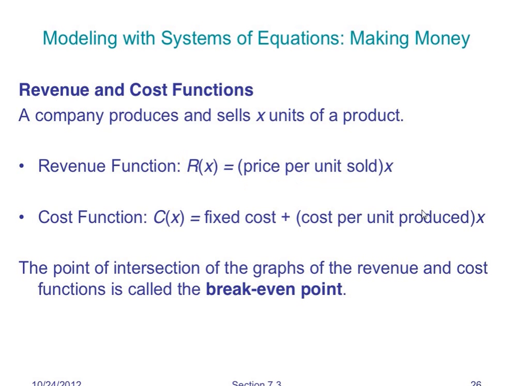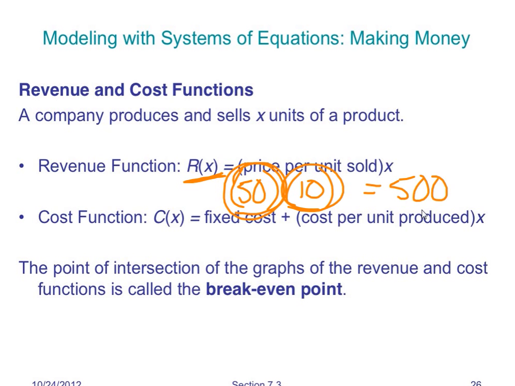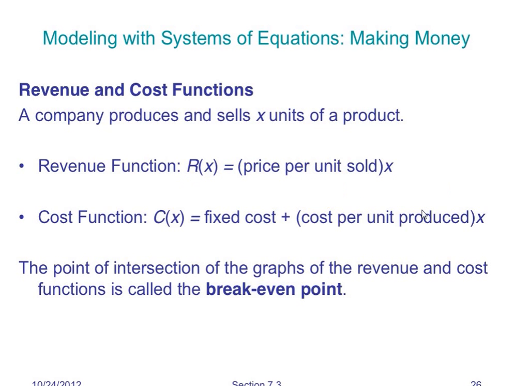In other words, if I sell 10 bicycles and I charge $50 each, to figure out how much revenue I make, I would multiply the $50 times the 10 units, and I would have $500 in revenue. Revenue is the money coming in.